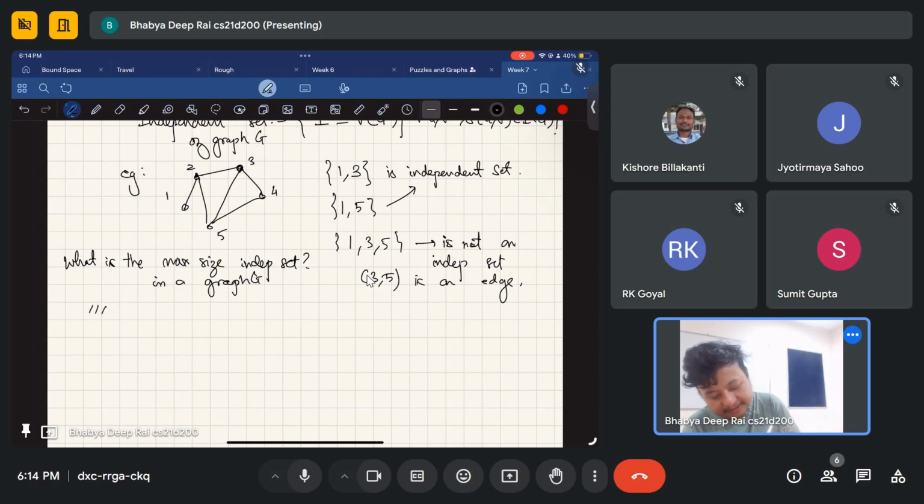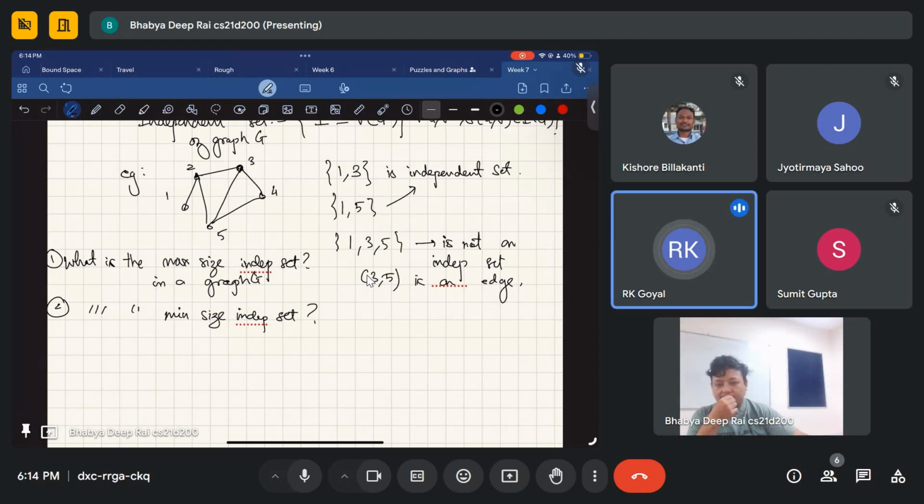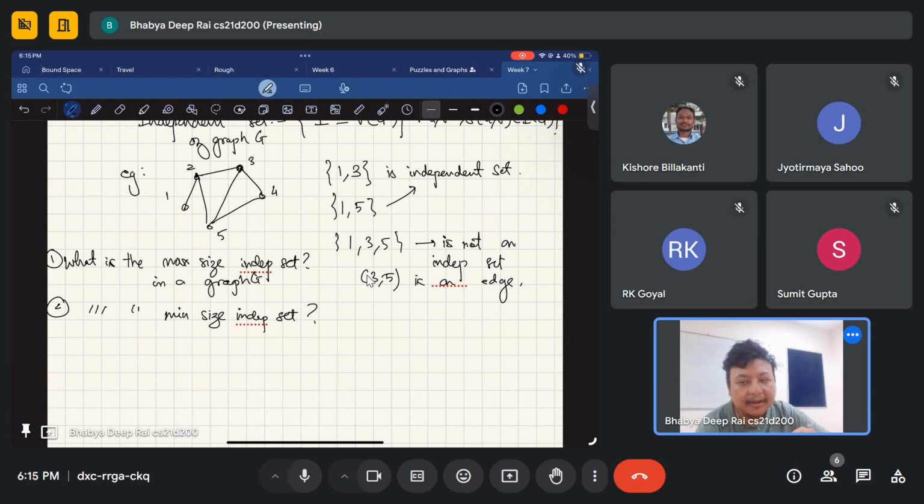This is the first question, and this is another question: what is the minimum size independent set? Which do you think is an easier problem? The maximum one is the difficult one, and the minimum one is the easier one, because an independent set could be the empty set, wherein there is no vertex and no connectivity. So the empty set is also an independent set.